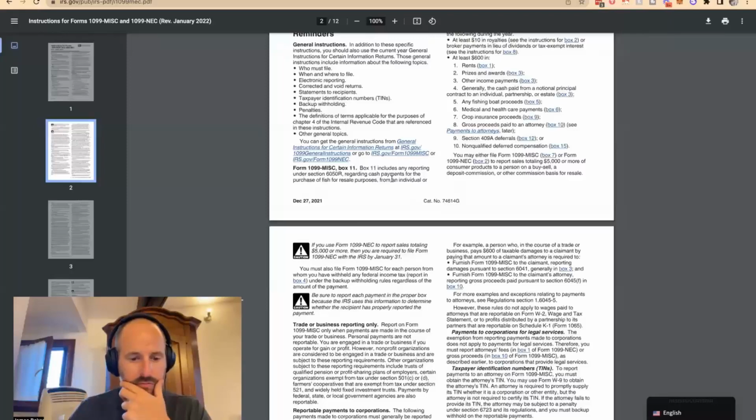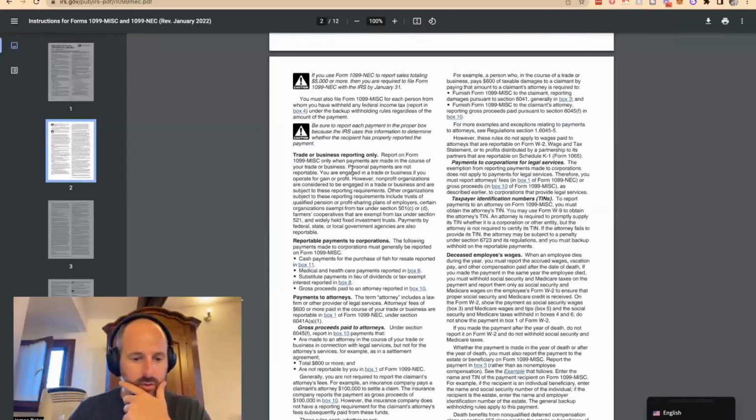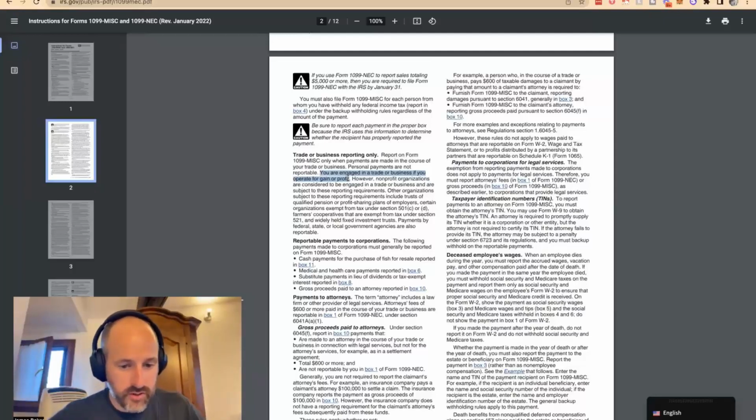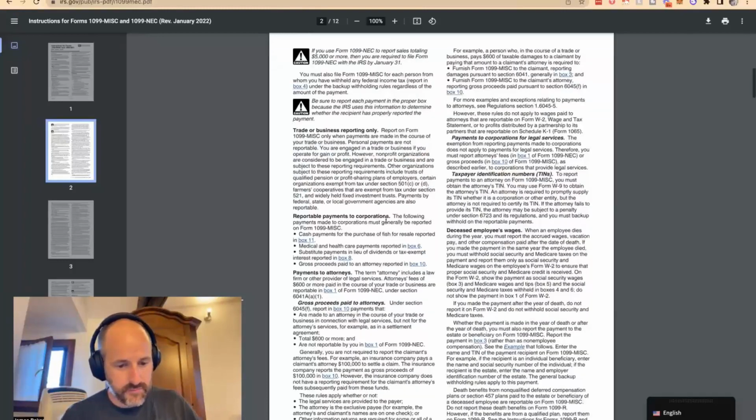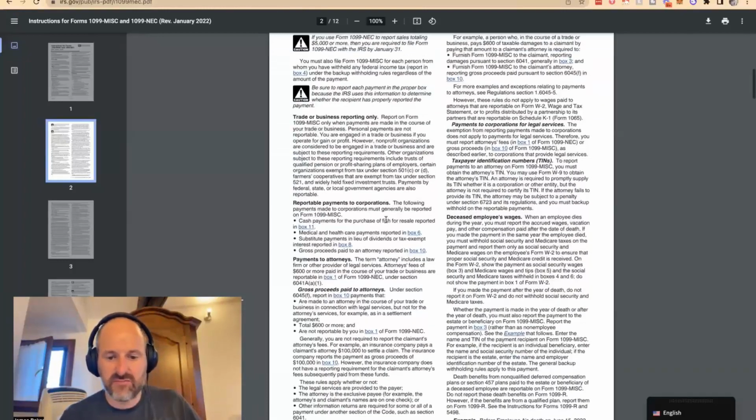Okay, report on Form 1099 only when payments are made in the course of your trade or business. The idea is that we don't have a US trade or business. Your personal payments are not reportable. You're engaged in a trade or business if you operate for gain or profit. So if you're not engaged in a US trade or business, there you go. You don't have to report it. However, nonprofits, let's see, other organizations include trusts. Okay. I like it. I'm happy with that.